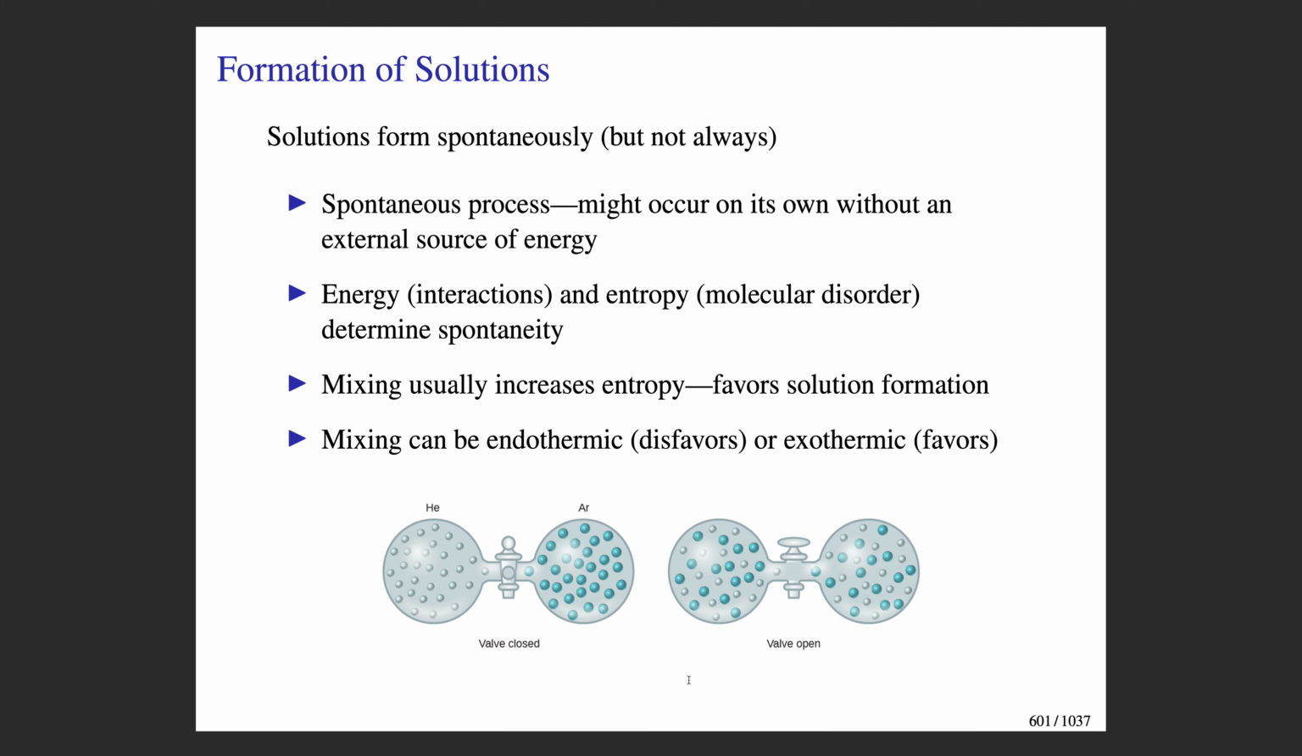The diagram at the bottom is meant to illustrate the entropy effect of mixing. So you see here we've got two vessels, one contains helium, the other contains argon. If you open the valve between these two vessels, the expectation is that they will spontaneously mix through diffusion until the concentration of helium on both sides is the same, and the concentration of the argon on both sides is the same. And no matter how long you wait, they will never spontaneously unmix.